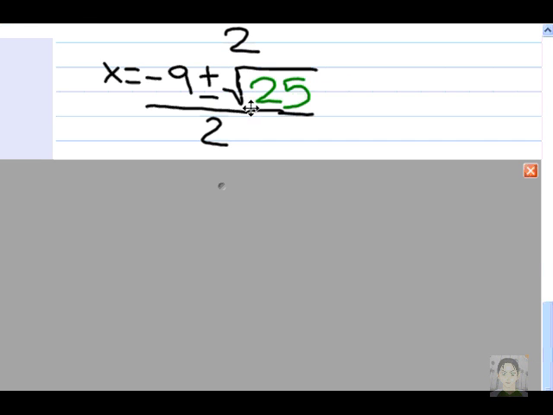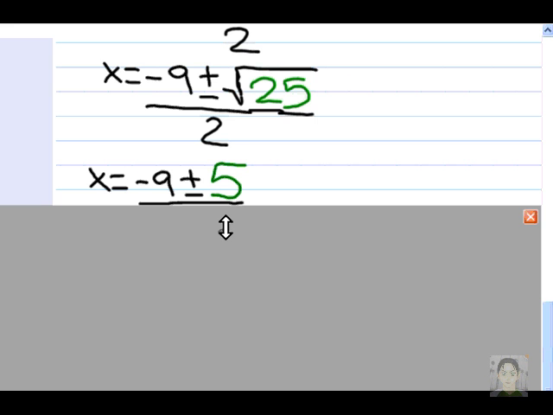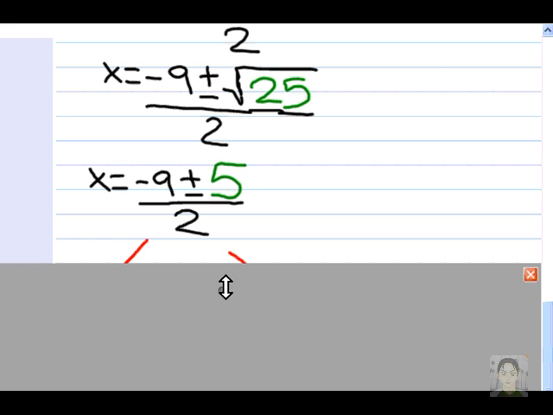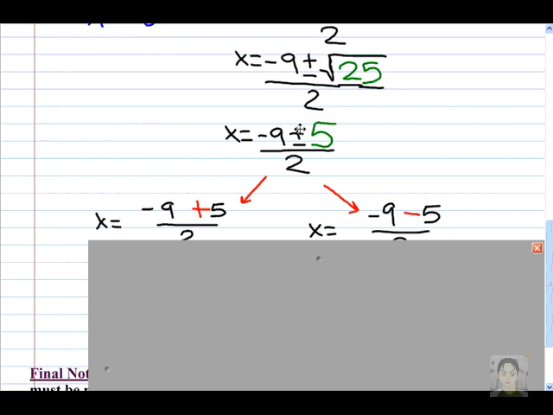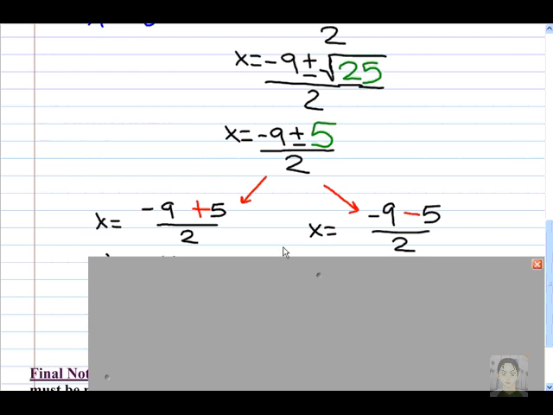Next we're going to do as the symbol tells us, we're going to take the square root of 25, and that is 5. Before dividing by 2, we're going to take this one step and divide it into two steps. This is what I recommend as far as how to organize your steps. Write them out, one with a plus, one with a minus.